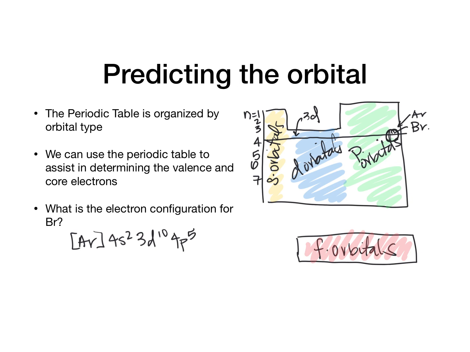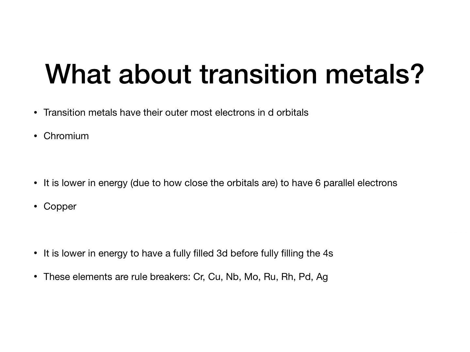All of this is helpful. You can do it either way. This just gives us insight into that. So let's look at the end of this video about what happens when there are rule-breaking elements. So transition metals. Transition metals have their outermost electron in the d orbitals. If you remember back to this graphic, the 4s is slightly lower in energy than the 3d. So we're going to fill the 4s first, then the 3d.